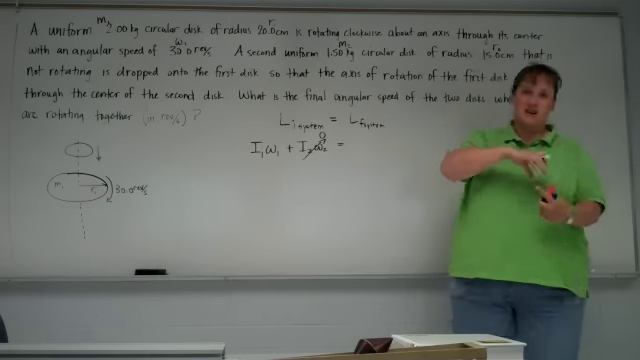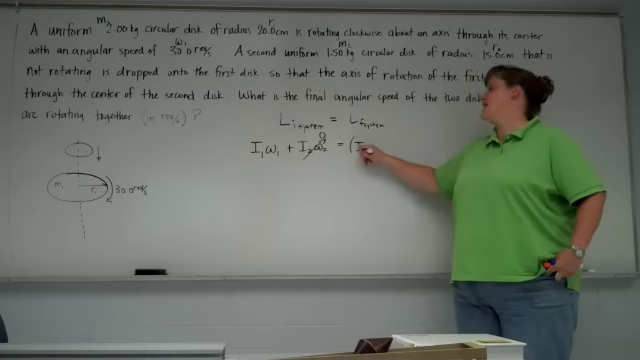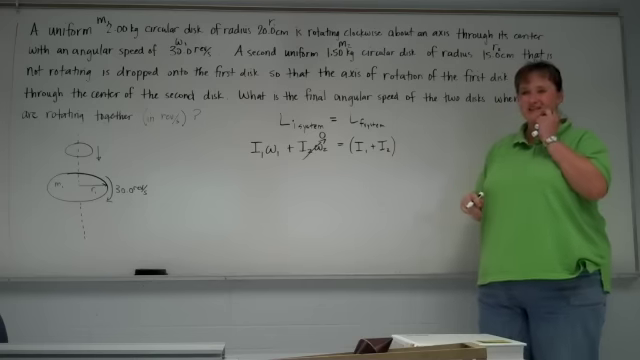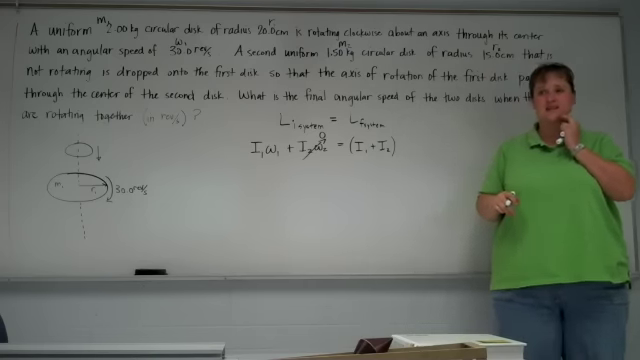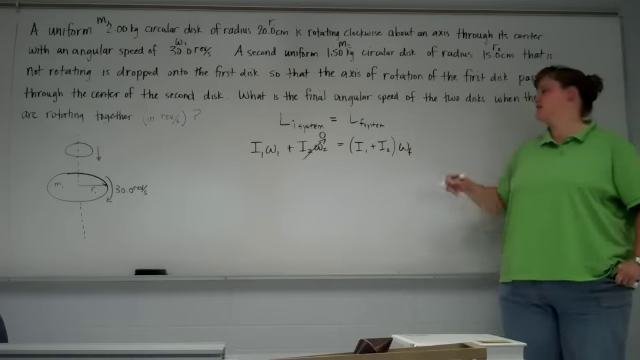Finally, they're stuck together, rotating as one object. So we're going to have the sum of their moments of inertia. Remember, you can't simply add their masses. You need to add their moments of inertia. So the total moment of inertia times the final angular speed.